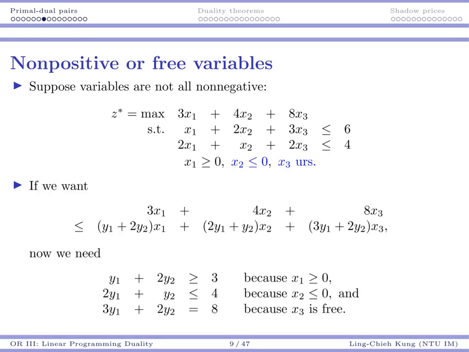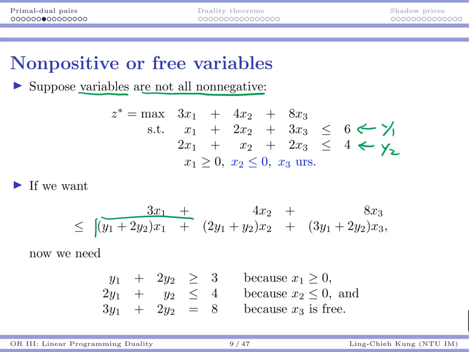Okay, so let's try more examples. Suppose our variables are no longer all non-negative. Let's say we now have less than or equal to 0 variables, and we have unrestricted in sign variables. Okay, suppose that's the case. Still, we should try to find y1 and y2 to combine these two constraints, right?